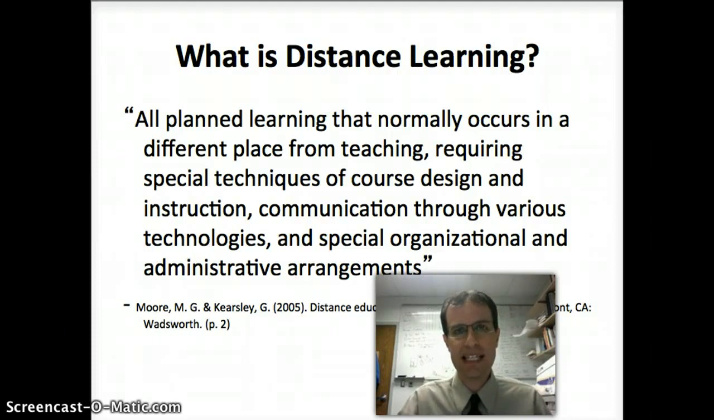The reason I like this definition is not only does it just say that distance learning is learning that happens apart from teaching, which is maybe one simplistic way to define it, but he says that distance learning requires special techniques for design and instruction, special kinds of organizational communication patterns, and special technologies. And I think that is accurate. We can't just take what we do face-to-face and do it online. We need to think about how we can do online differently because it is a different kind of instruction.